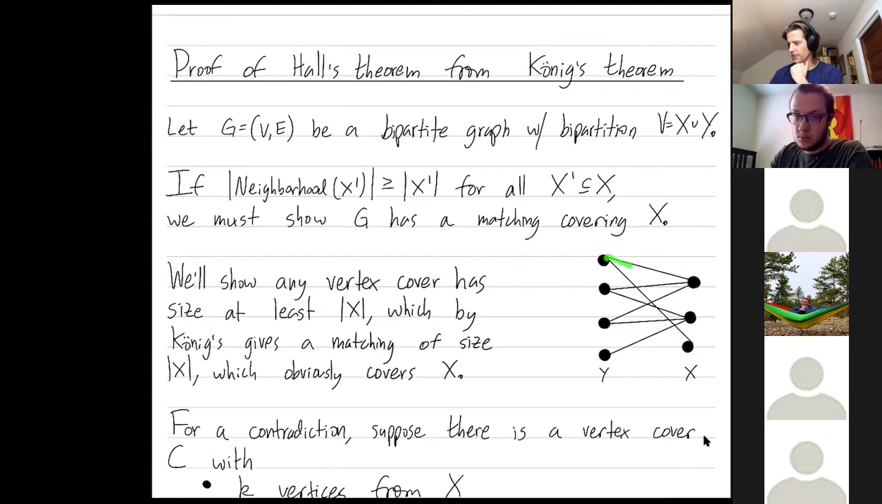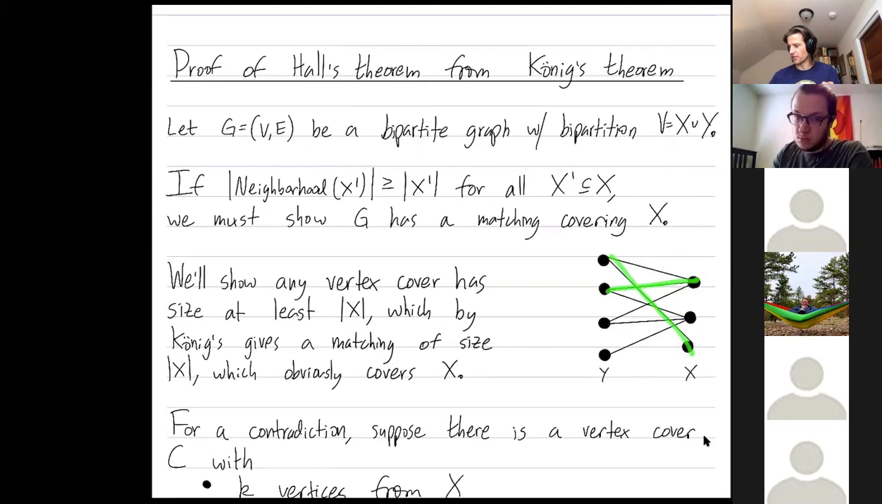So here, it is possible to find a matching containing every vertex in X. Let's do it. So I better match the bottom vertex of X here, and then I could match the top vertex of X there and the middle vertex of X there. All right, how is our proof going to go? We're going to show that any vertex cover has size at least 3 in this example, size at least the size of X, which by Kőnig's gives a matching of that size, a matching collection of edges of size at least 3. And certainly if you have 3 edges in a bipartite graph, those edges have to connect to these 3 different vertices.